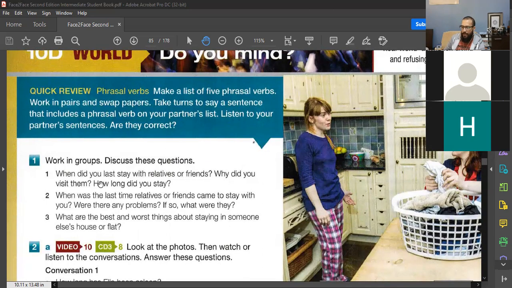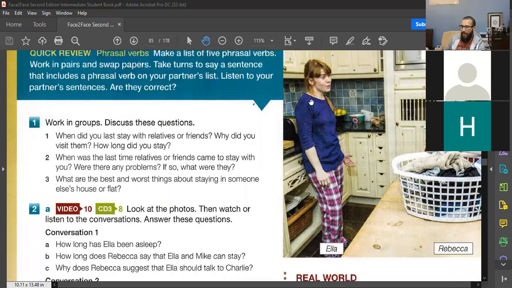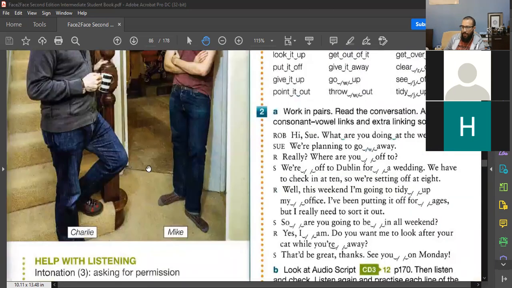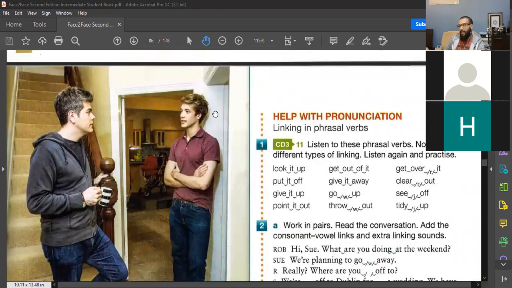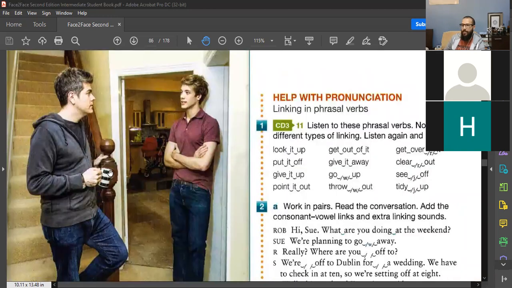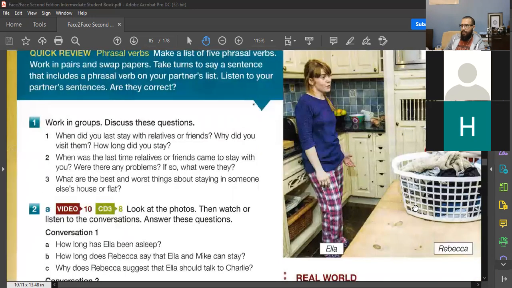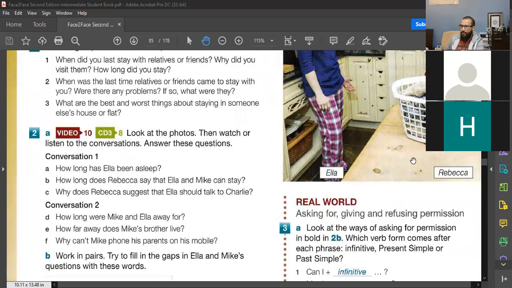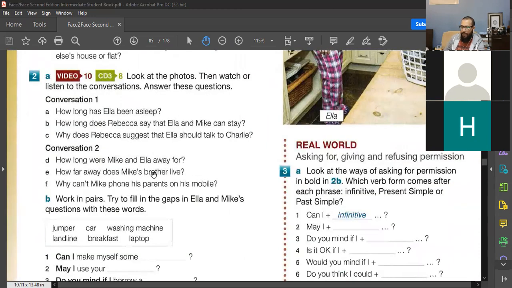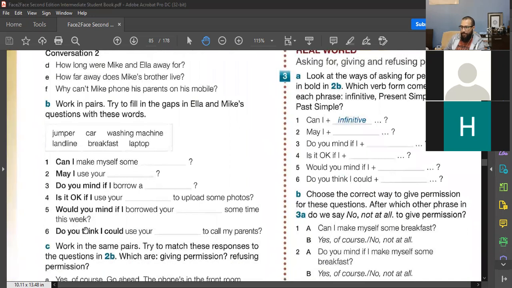We talked about permission, and we saw the story of Ella and Rebecca, because Ella and her husband or boyfriend, Mike, were in India and they came back and needed to stay a bit with Charlie and Rebecca. So they stayed with them for, I think, one night. I don't know how long, but they stayed for the night. And we listened to the conversation. We used some of this language.